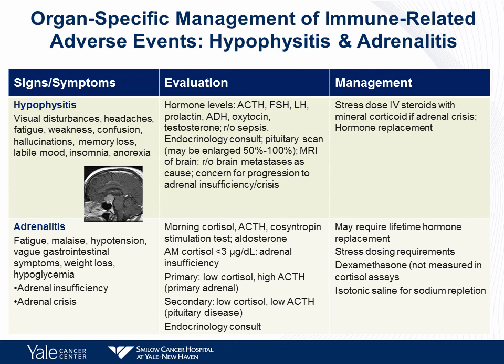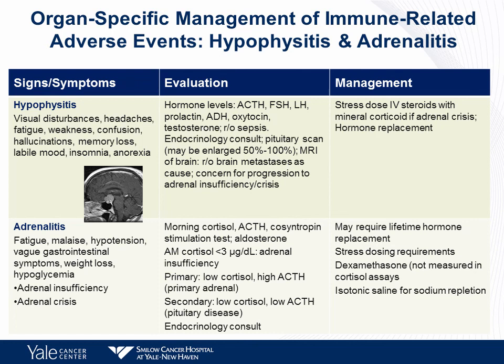And in ordering so, one needs to certainly indicate that you're evaluating for hypophysitis so that there can be pituitary cuts in that MRI to help you better delineate what is actually occurring. Also, hormone levels should be obtained, such as the ACTH, FSH, luteinizing hormone, ADH as well. Endocrine consult is recommended at this point because these patients can develop long-term complications if this isn't managed. Stress doses of IV steroids with mineralocorticoid replacement if they are in adrenal crisis is recommended.